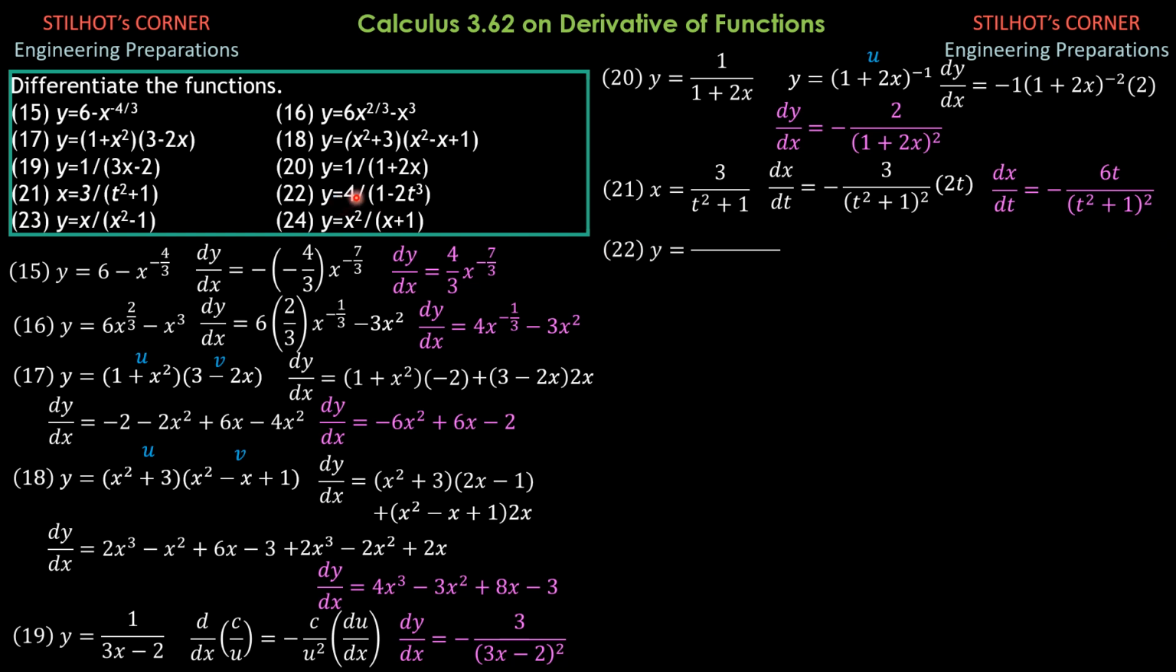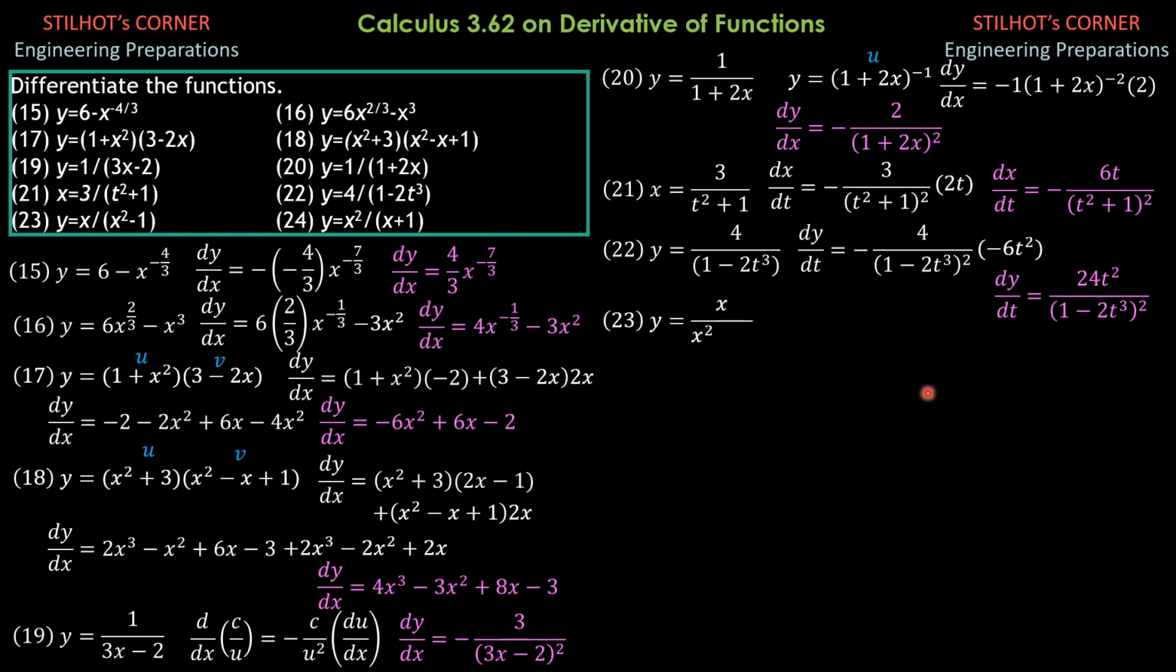Problem 22, it's the same, so I'll use this guide again. So dy/dt is equal to negative 4 over quantity 1 minus 2t cubed squared. Then the derivative of 1 minus 2t cubed is negative 6t squared, so times negative 6t squared. Then combining and simplifying, dy/dt is positive 24t squared all over quantity 1 minus 2t cubed squared.